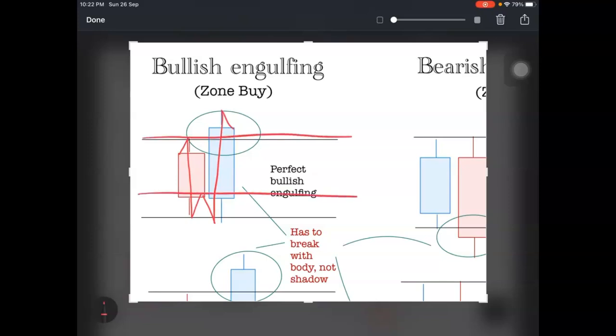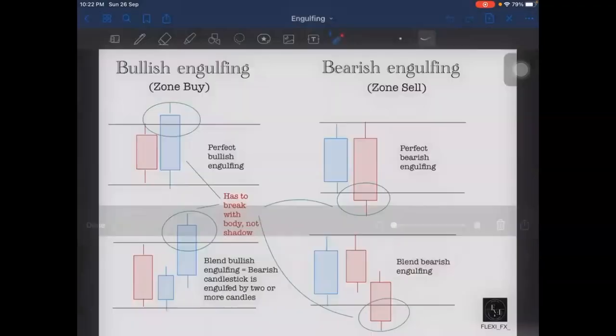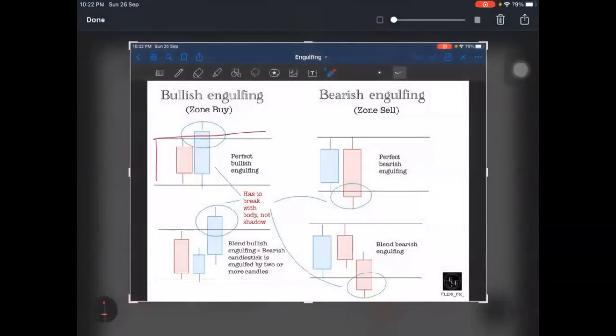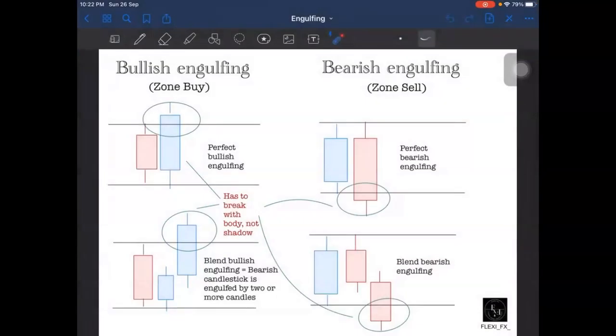But then we do not know the price is going to retrace at this point or this point. That is why I'm marking this zone, and that is why I'm marking this as a zone. Okay. So we have two types of engulfing in bullish engulfing.